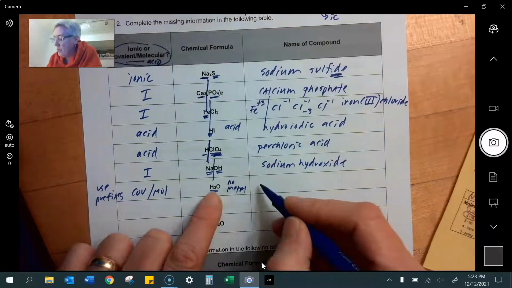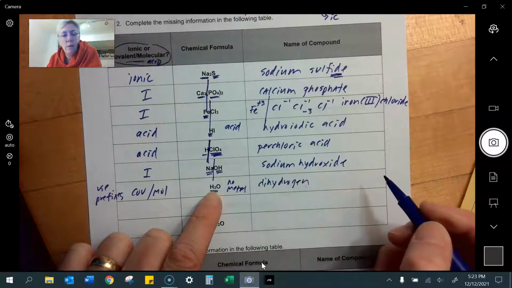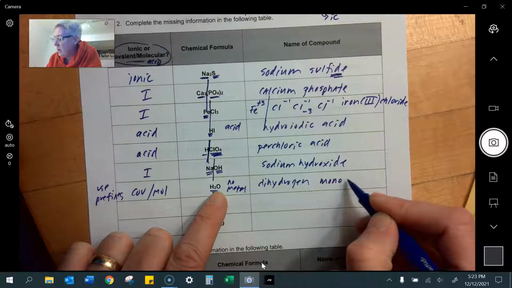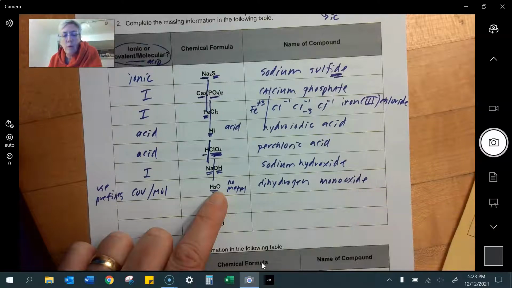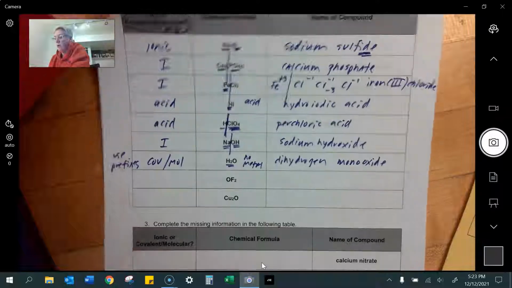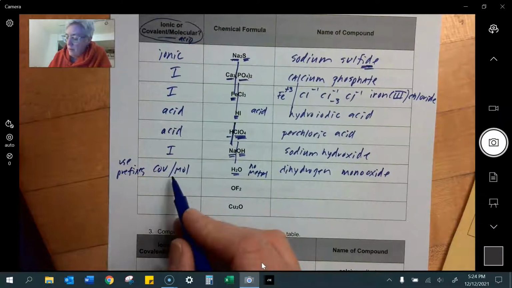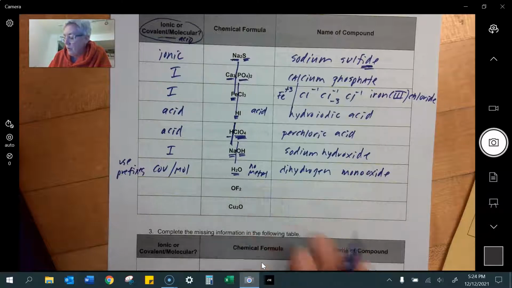So H2 is di. We have one oxygen, so that's mono. So 2 hydrogens becomes dihydrogen. We have one oxygen, so we say mono oxide or monoxide. You can drop that middle O if you want to. All right, so you first have to figure out if you have an ionic compound or a covalent compound. If it's covalent, we use those prefixes. Okay, and that should be pretty simple, hopefully.